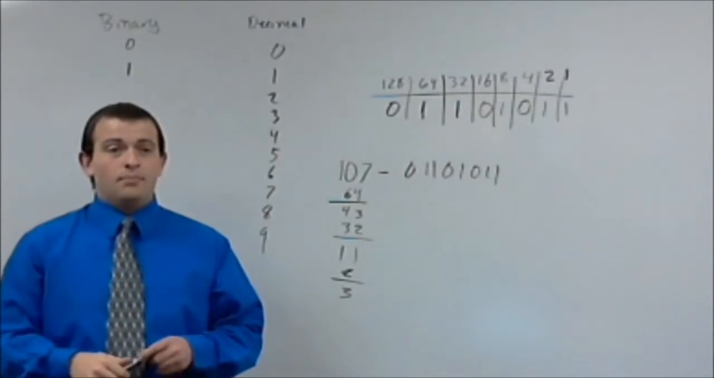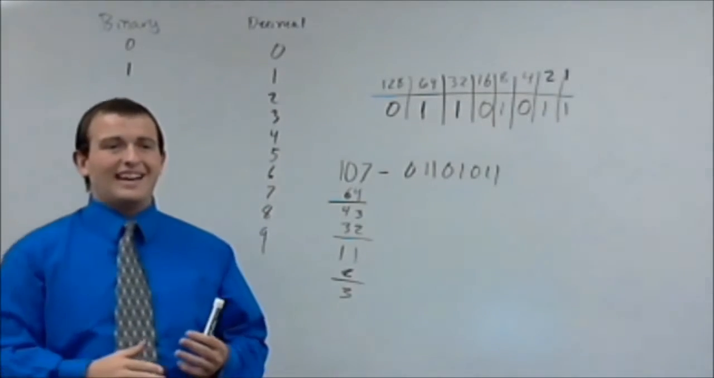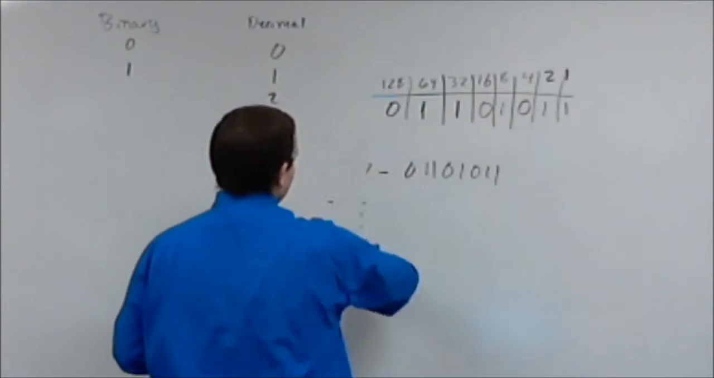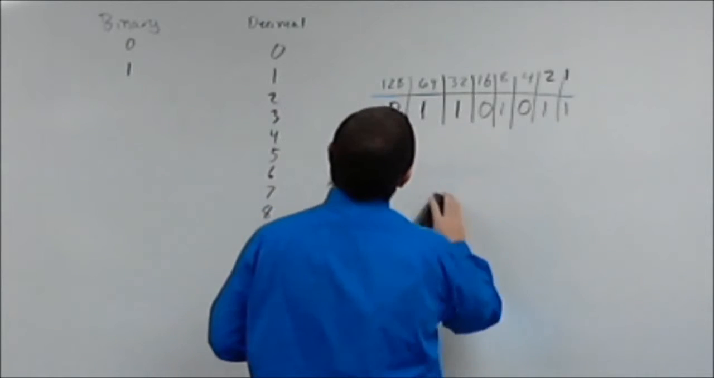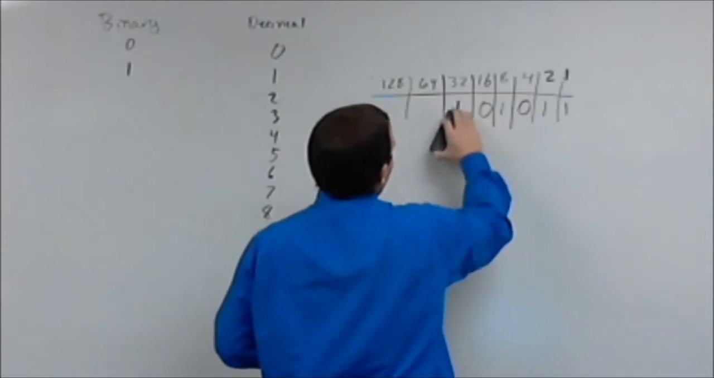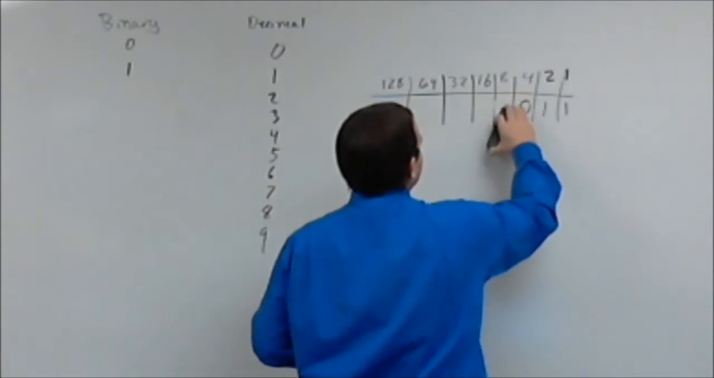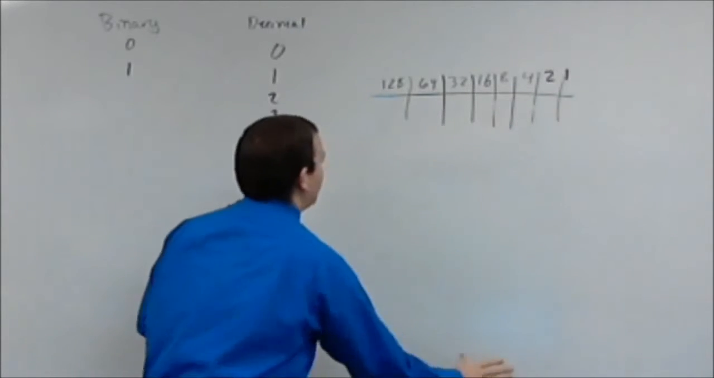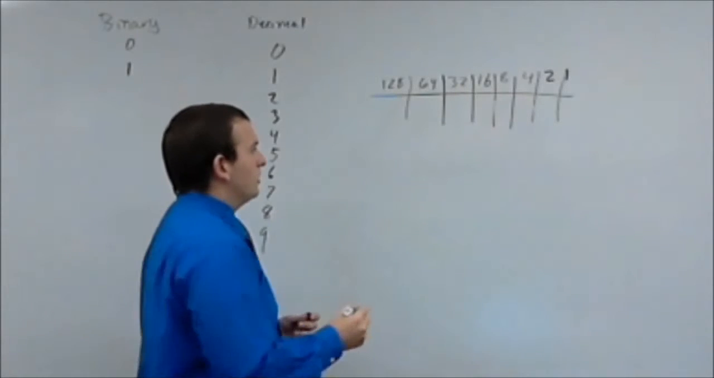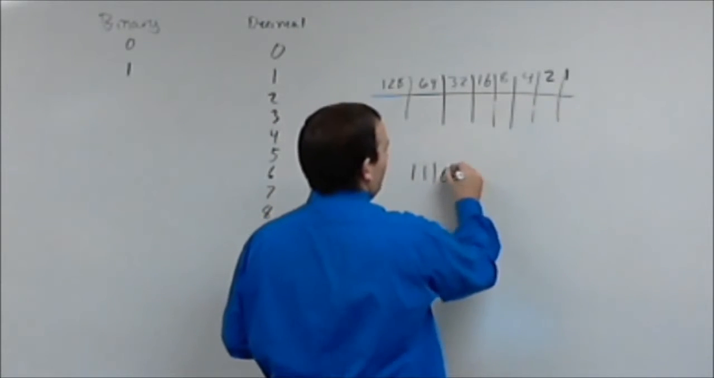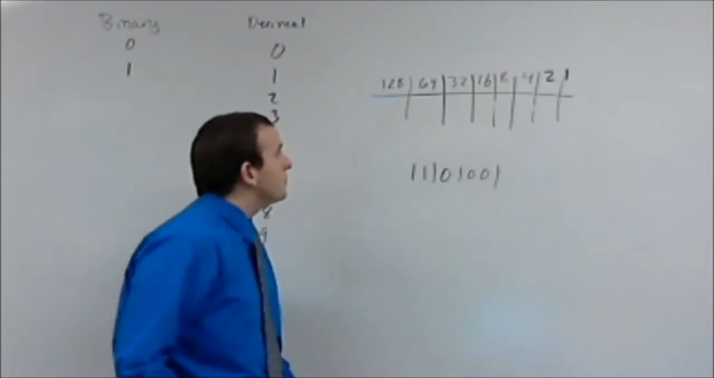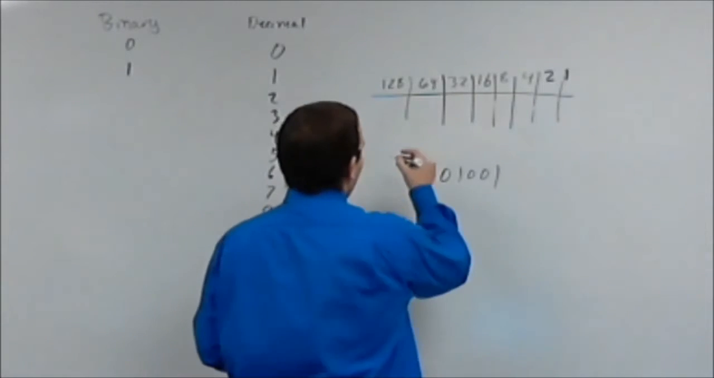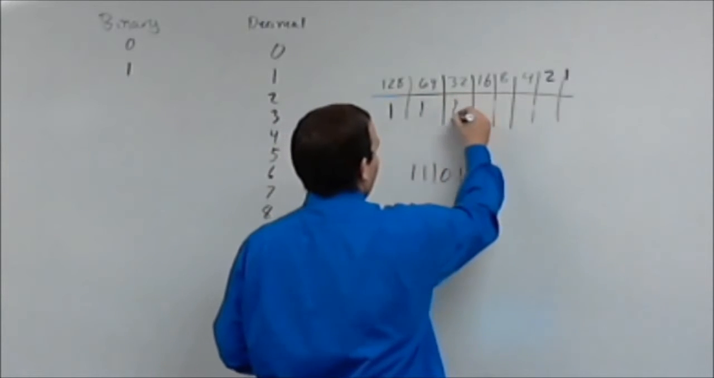Alright. Next what we're going to do is we're actually going to take and convert binary back to a decimal number. Alright, so the binary number we're going to convert real quick will be 11101001. So, we need to convert this. First, we're going to fill it in up here.